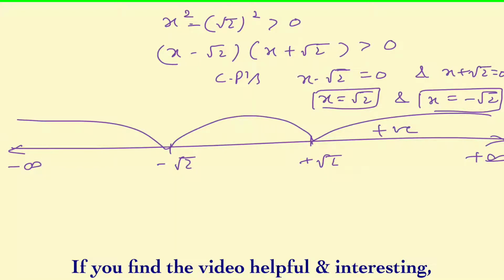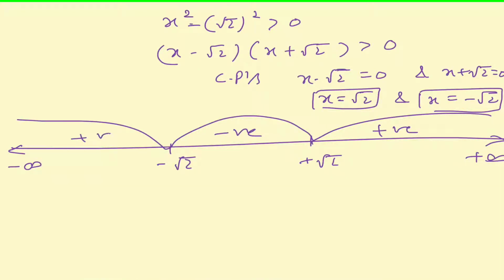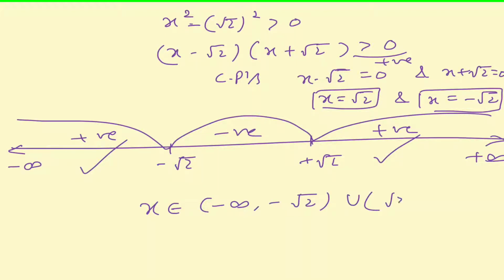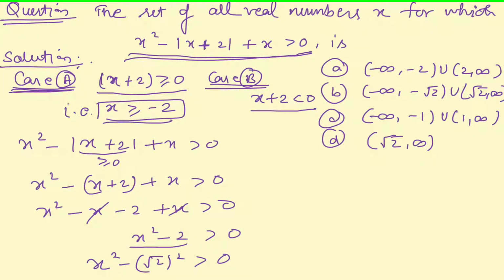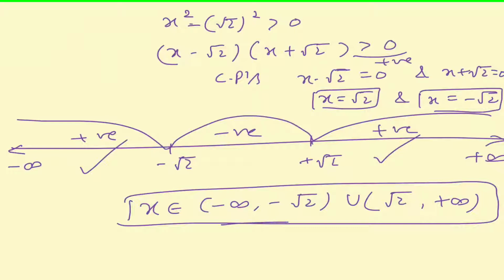It will be positive, negative, positive. We want the positive regions, so x belongs to minus infinity to minus root 2 union root 2 to plus infinity. This is the answer, but we need to take this answer when x is greater than equal to minus 2. That means we'll have to take the intersection of this and this.